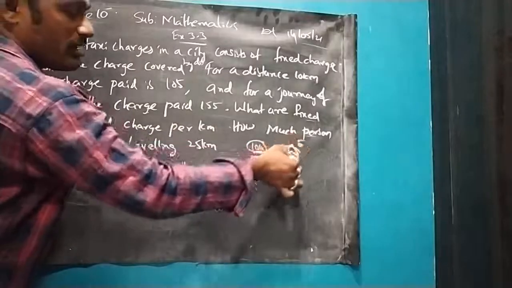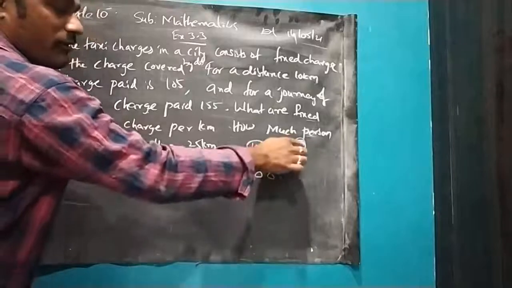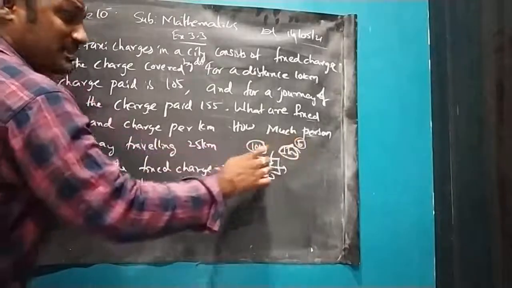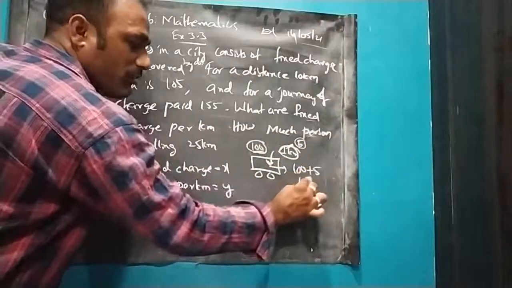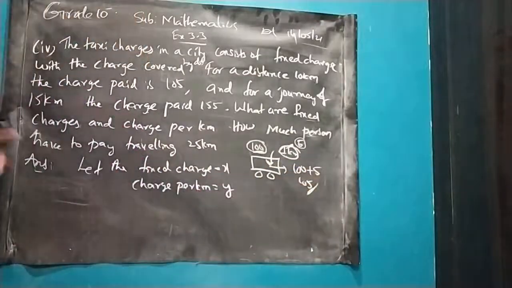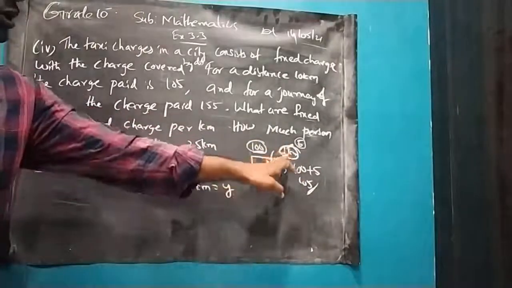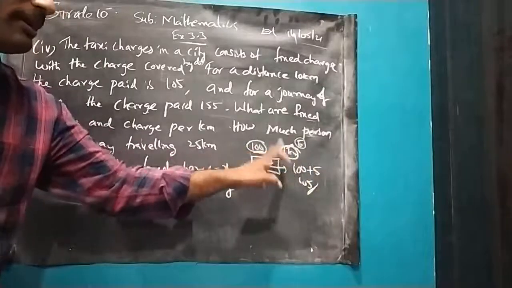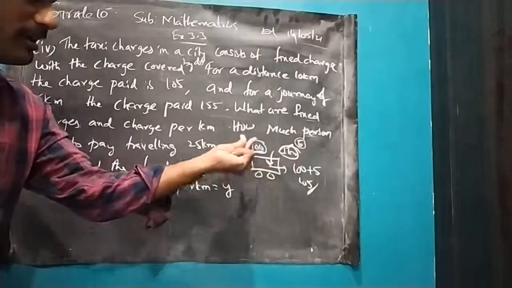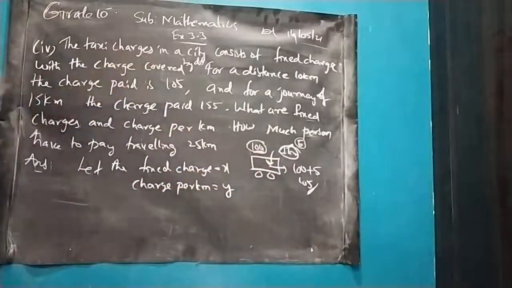For every kilometer they are going to charge 5 rupees. So 1 kilometer if you travel 5 rupees, 2 kilometers if you travel 10 rupees. In addition to 100, means total charge how much you have to pay here? 100 plus 5, 105 rupees you have to pay for the taxi if you are traveling 1 kilometer. If you are traveling 2 kilometers, you have to pay 100 plus 10. If you are traveling 3 kilometers, you have to pay 100 plus 15. What does it indicate? Means fixed charges are common for every taxi which you are traveling in a city.